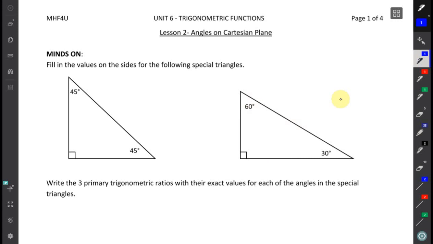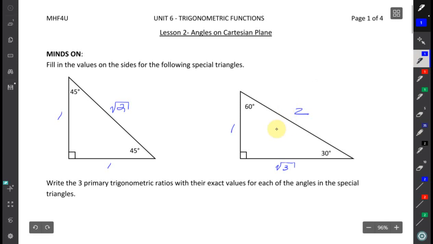Remember, if you had math with me, that this is a 1, 1. I call this a 1, 1, 2, but it's a square root of 2. And I call this one the 1, 2, 3, but it's the square root of 3. So these are the sides of these triangles, and these are the exact values.